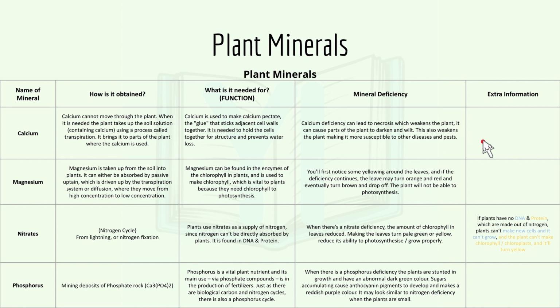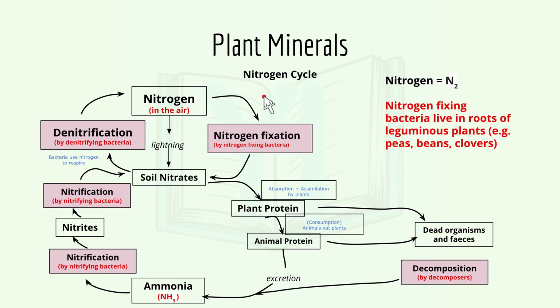So we'll move on now. The nitrogen cycle. Nitrogen can turn into soil nitrates from 2 processes, via lightning or via nitrogen fixation by nitrogen fixing bacteria. Then it's a cycle, and soil nitrates can turn into plant protein, or from the denitrification into nitrogen. So it can go 2 ways. You can see different things.